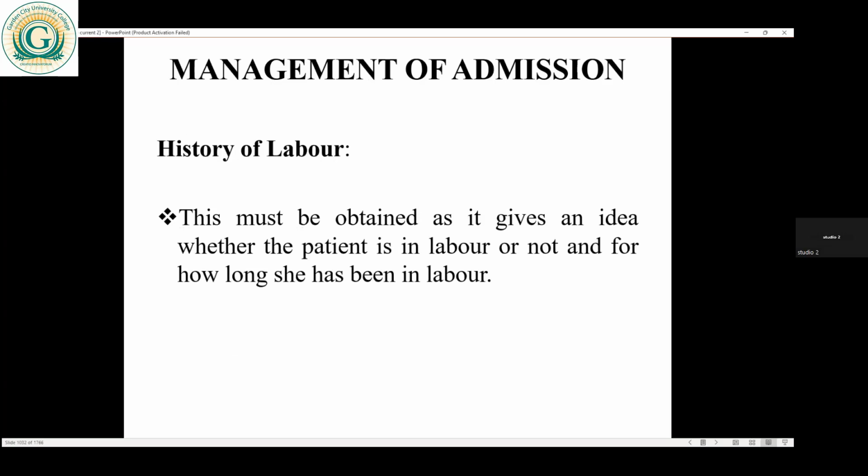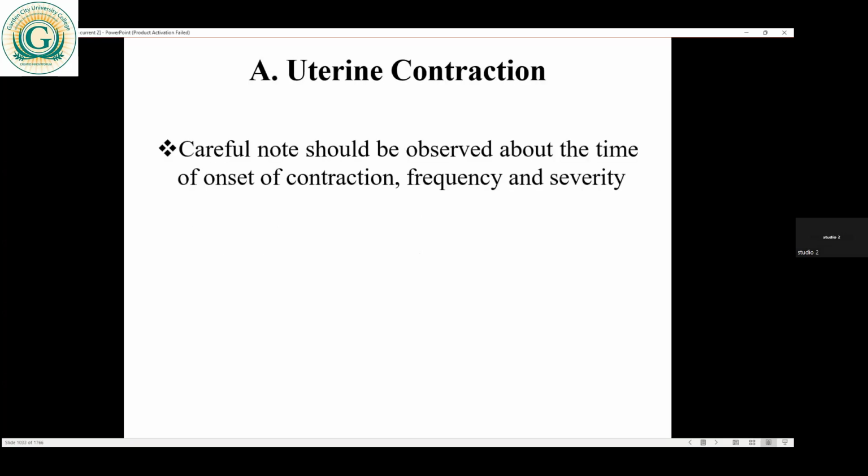Now, how do you manage history of the labor? You must obtain an idea whether the patient is in labor, when did it start, what is the strength of the contractions, so carefully note the contractions, observe them. In the labor ward, they have a labor ward chart. All these things that I'm telling you here, you have a chart to record them. Frequent contractions. In the period, they give the woman what we call a pathograph. It's a graph, they take note of all this we are mentioning now.